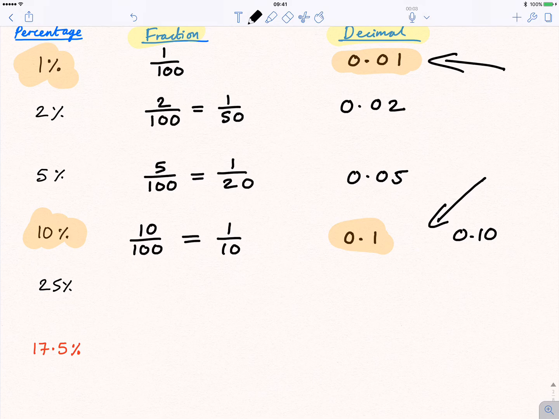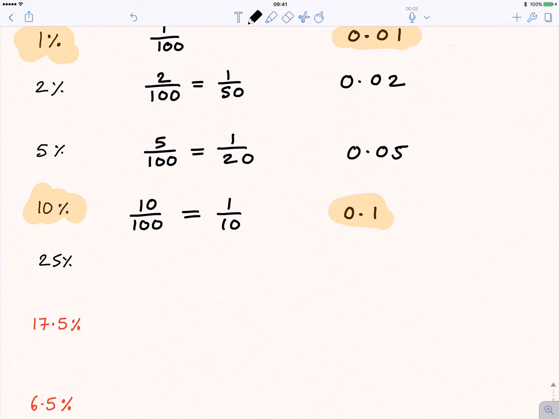You have to be very, very careful here. Many times I have seen students make this mistake. They write 1% as 0.1, which is completely wrong. 0.1 is 10%. So be careful about that. Now 25%, again write it out of 100, 25 over 100. It can be simplified to a quarter by dividing the numerator and the denominator by 25, and as a decimal is 0.25. So you can see a pattern here.